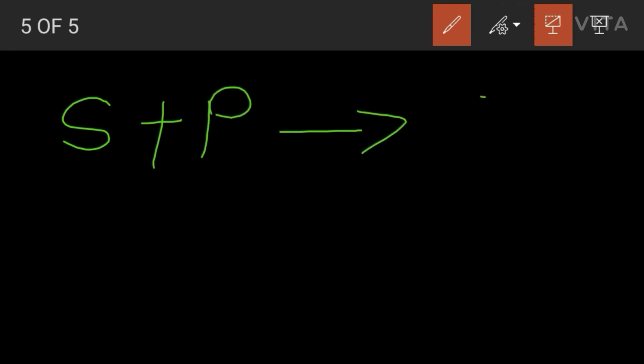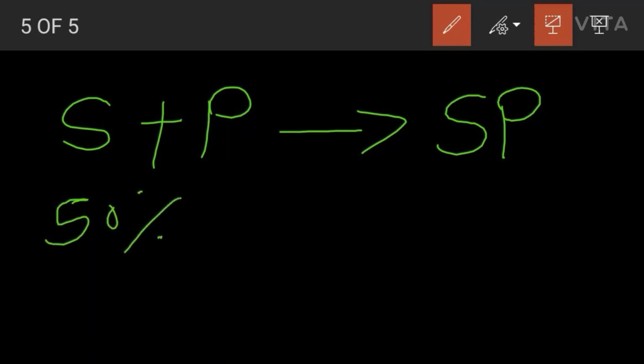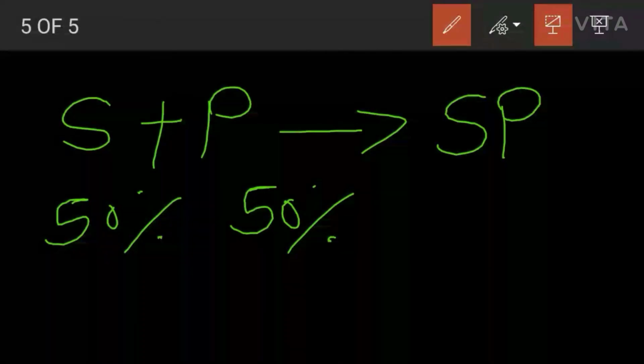In sp hybridization, one s orbital combines with one p orbital to form sp hybrid orbitals. Here the s character is 50% and the p character is 50%. This is the percentage of s and p characters in sp hybridization.